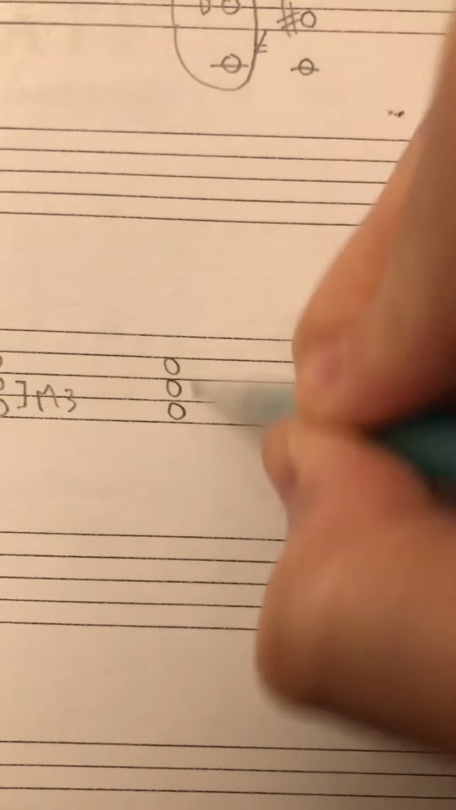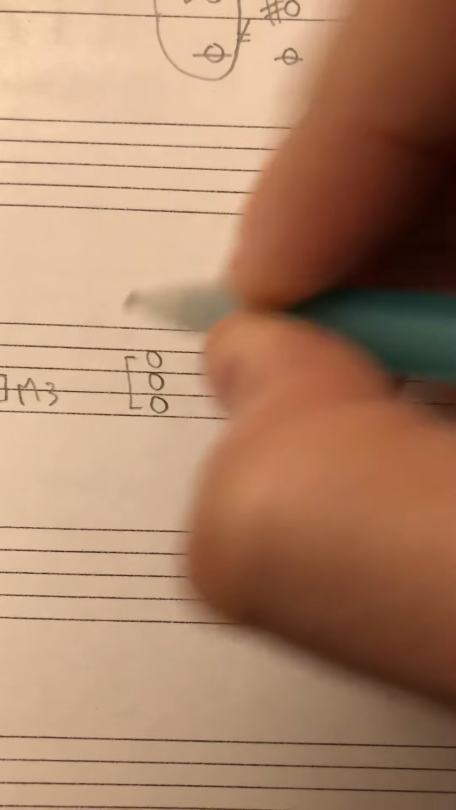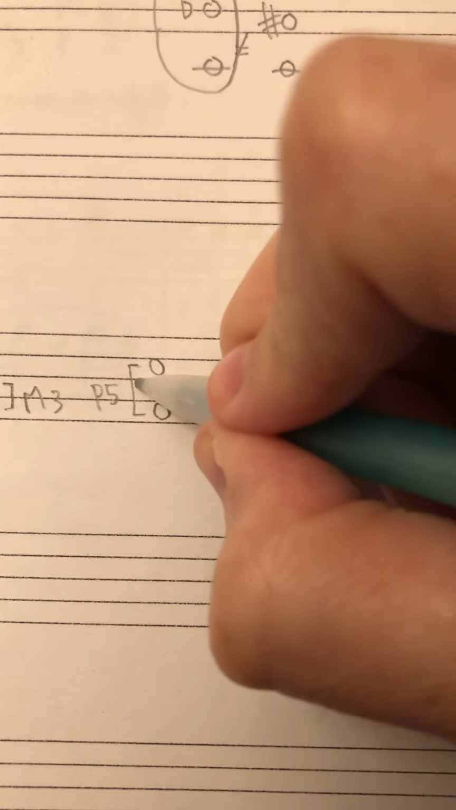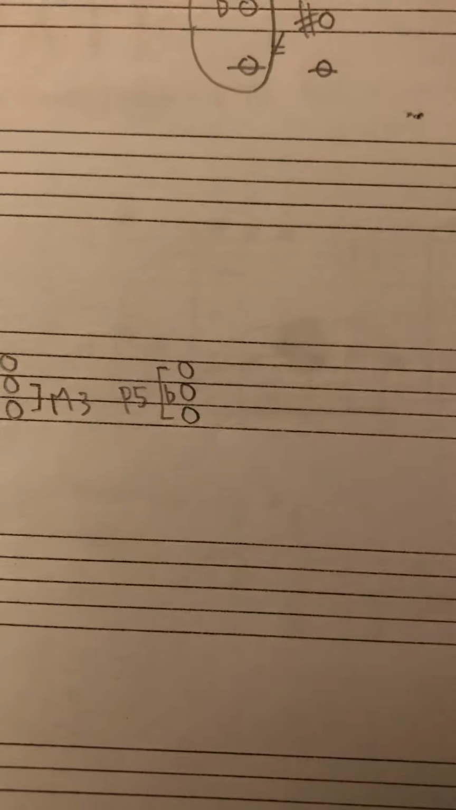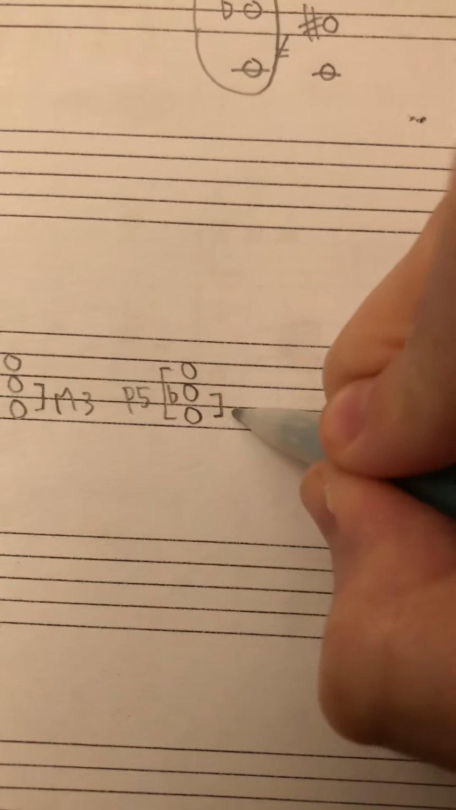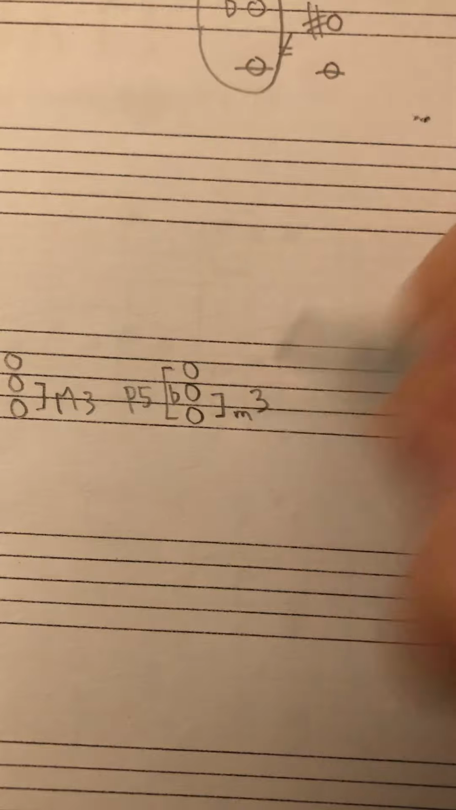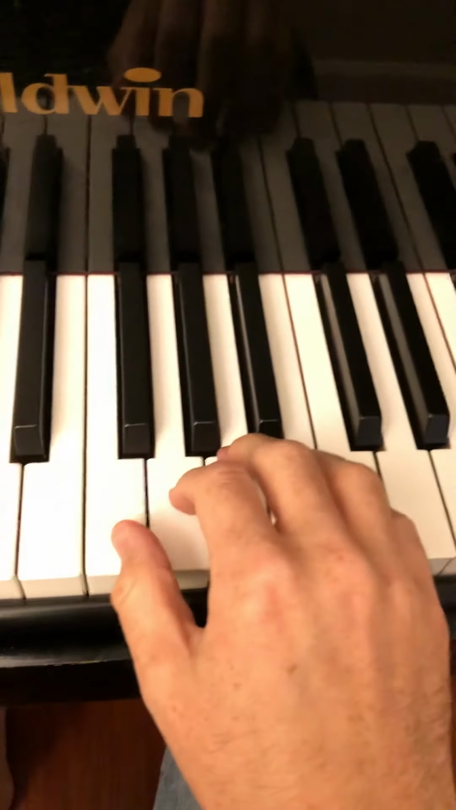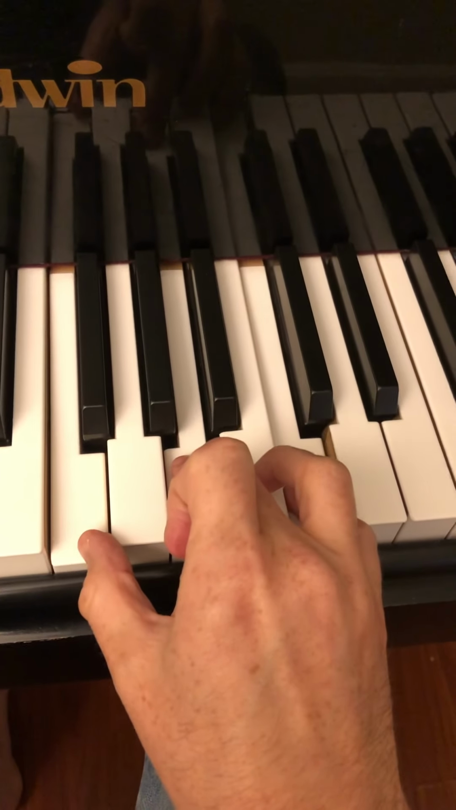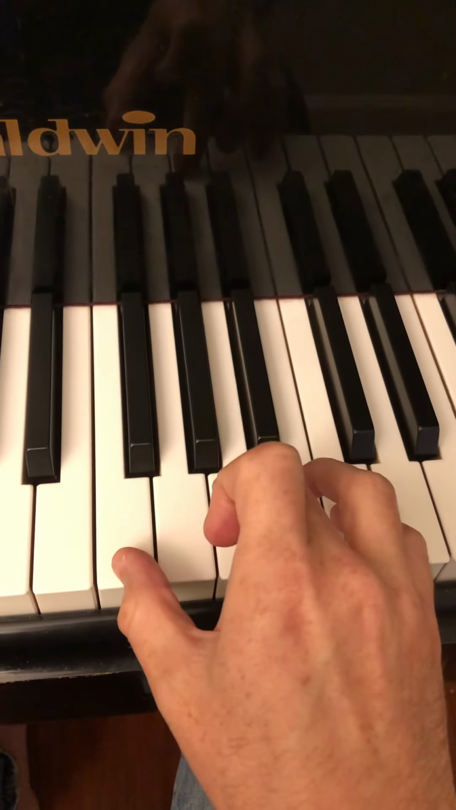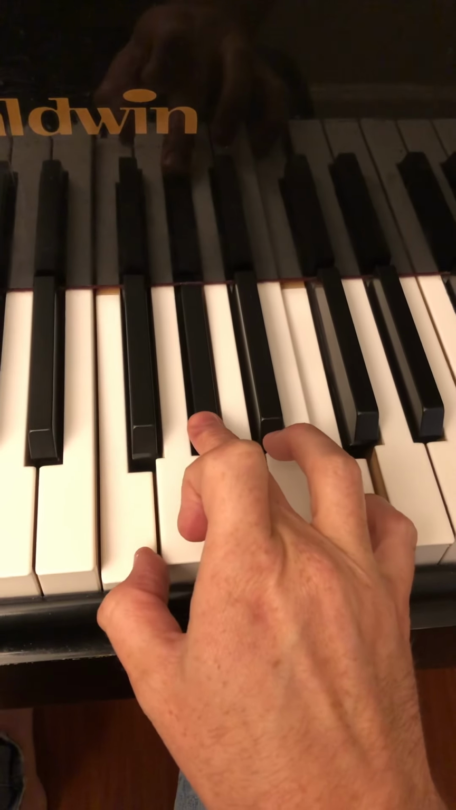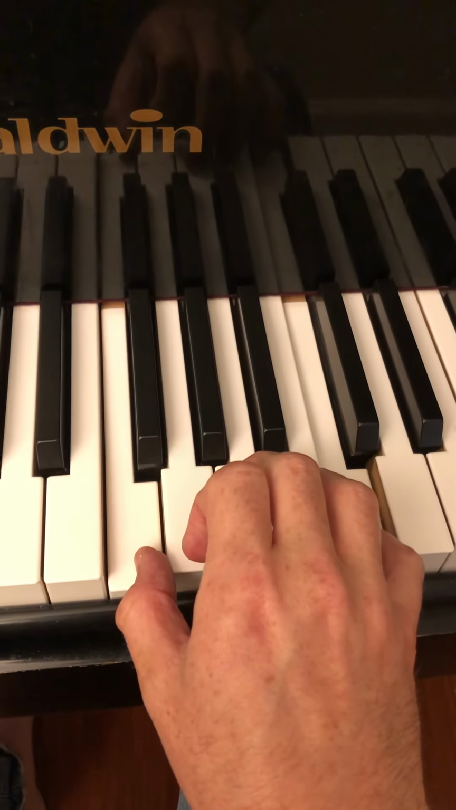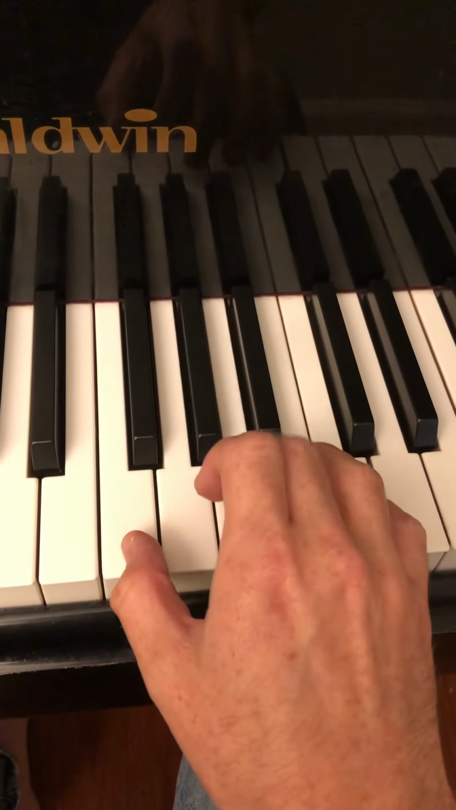If we were to make it minor, we still need a perfect fifth from here to here. Oh, I forgot to put the flat. Now we have an F minor. And from here to here, it would be a minor third. So anyway, if we're in F, this is a major triad. And if we're still in F, this is a minor triad. So this and this stay the same, but this is what changes.